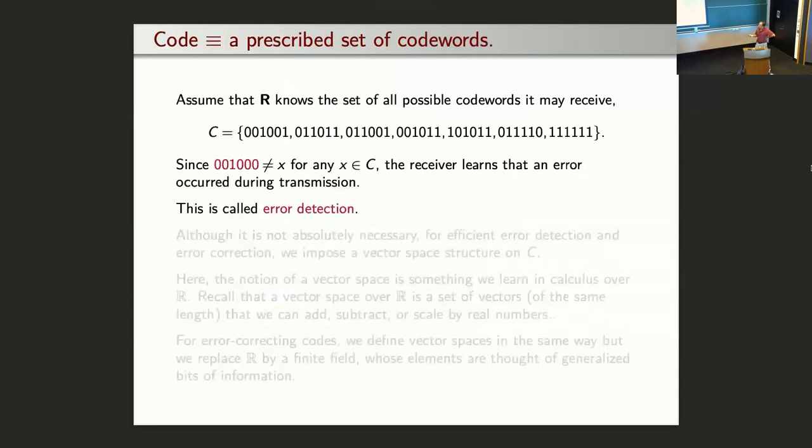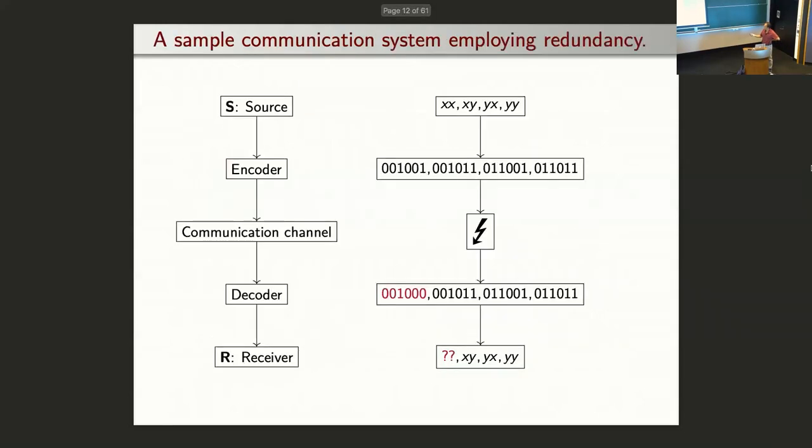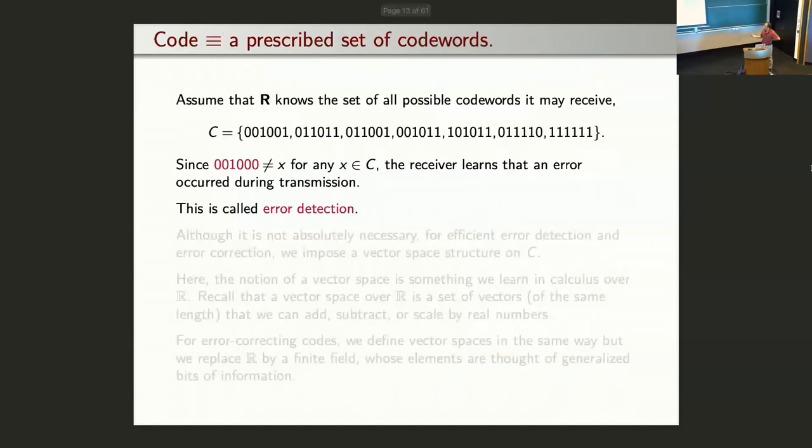All right, let's assume that our receiver knows the set of all possible code words that it may possibly receive. Here we have our lookup table. We will call this a code. In our lookup table, we see all these strings are in the table. However, one of them is not. Since this is not in the lookup table, the receiver quickly learns that an error occurred during transmission. This is called error detection.